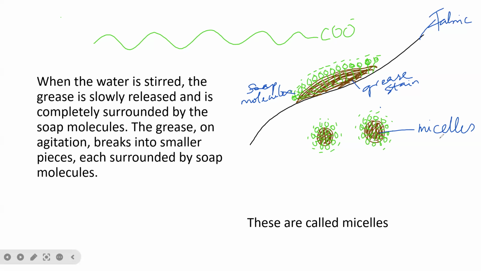Then wait, sir. When the grease breaks into smaller pieces, what now happens to the grease? It now washes off. It's surrounded by soap molecules to form the micelles. And because they can't come back together to form the large mass of the grease again, they are so tiny, so they can easily be rinsed off.